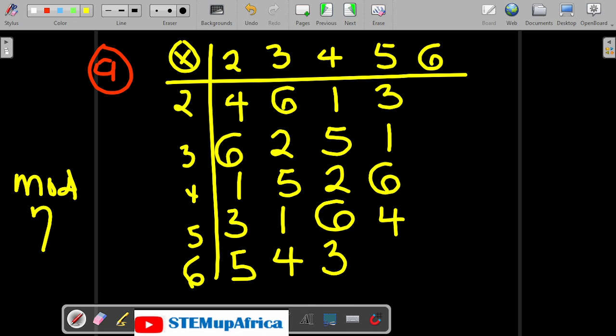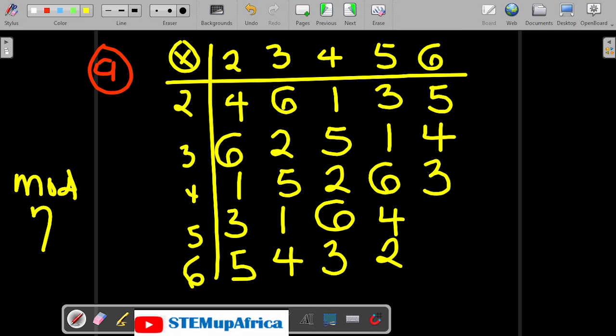Then 5 times 6 is 30. How many 7 are in 30 is 4. What is left is 2. Then 6 times 2 is 12. How many 7 are in 12 is 1. What is left is 5. Then 6 times 3 is 18. How many 7 in 18 is 2. What is left is 4. 6 times 4, 24. How many 7 in 24 is 3? I'm left with 3.